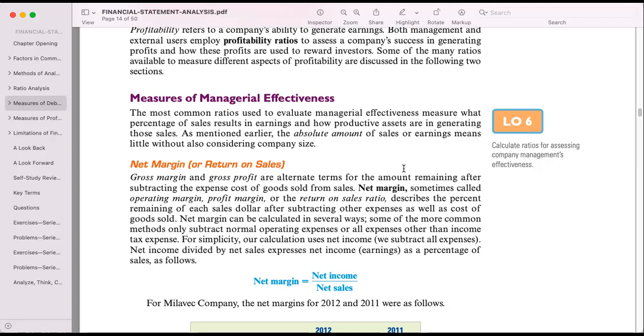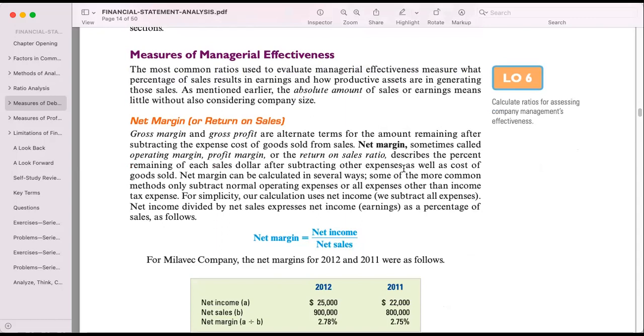Net margin can be calculated in several ways. Some of the more common methods only subtract normal operating expenses or all expenses other than income tax expense. So for simplicity, our calculation uses net income. So net margin is net income over the net sales.